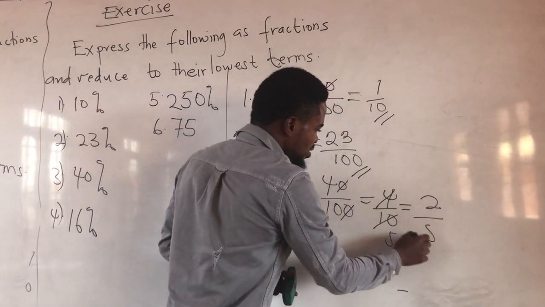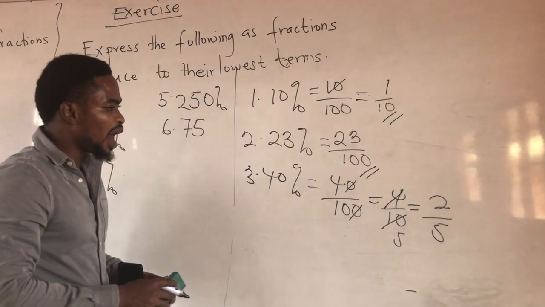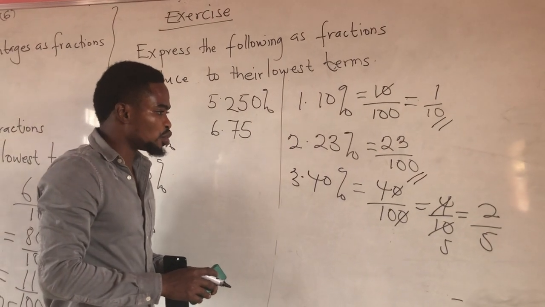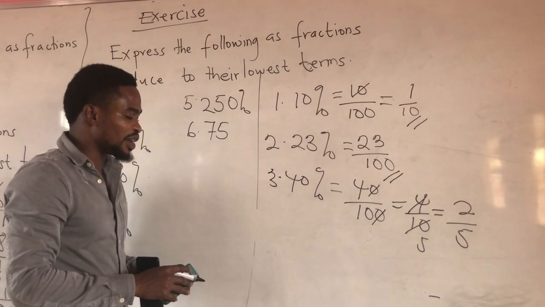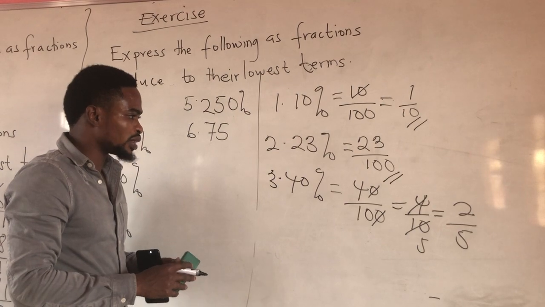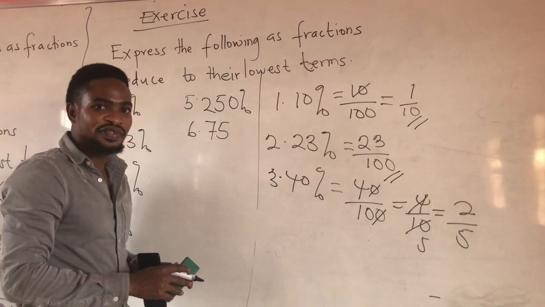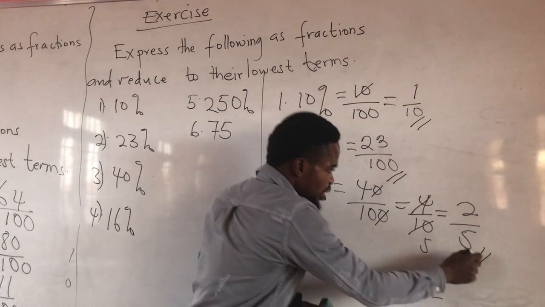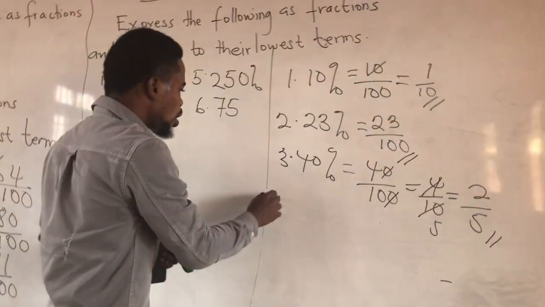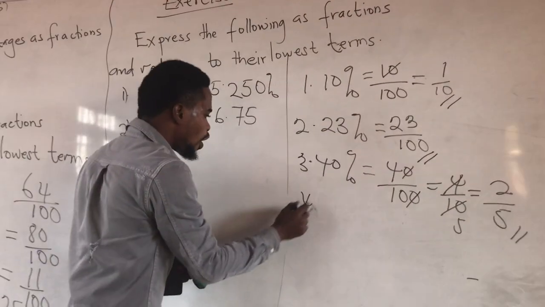So my answer is 2 out of 5, which can be said as 2 divided by 5, which is a fraction. Now I go to question number 4.